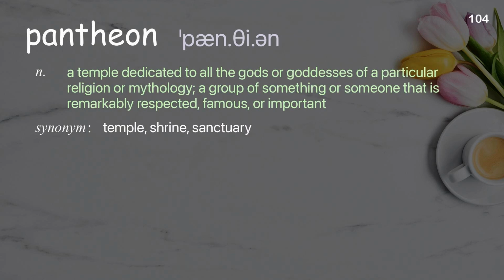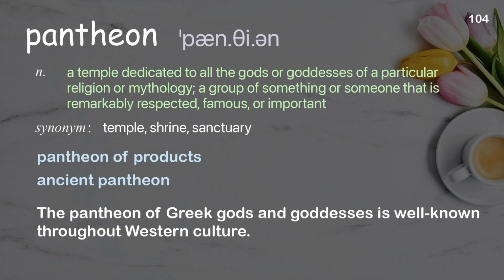Pantheon. A temple dedicated to all the gods or goddesses of a particular religion or mythology, a group of something or someone that is remarkably respected, famous, or important. Examples: Pantheon of products, ancient pantheon. The pantheon of Greek gods and goddesses is well known throughout Western culture.